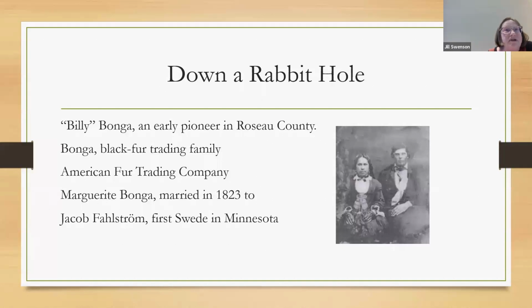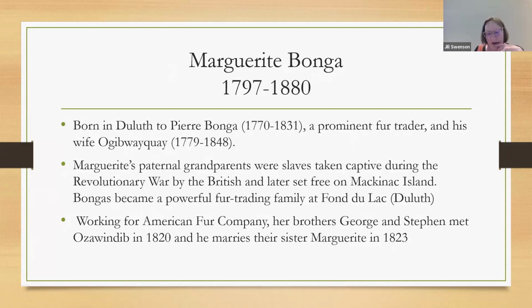Before long, their son Pierre Bonga became a prominent fur trader, and he married an Ojibwa woman who'd been born on Rabbit Lake near Brainerd. They had 6 children, one of whom was Marguerite Bonga. Marguerite Bonga married a fur trader named Jacob Falstrom, aka Ozawindib, a Swede.